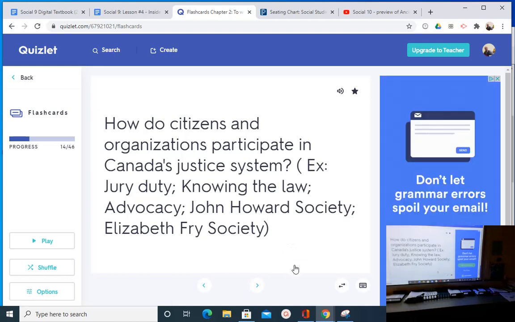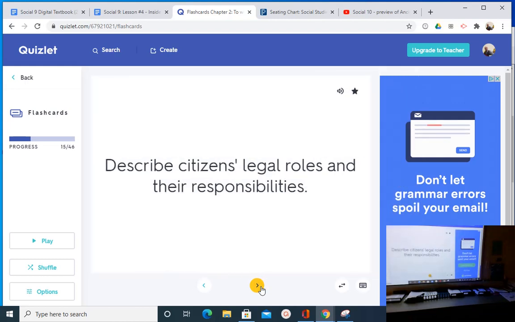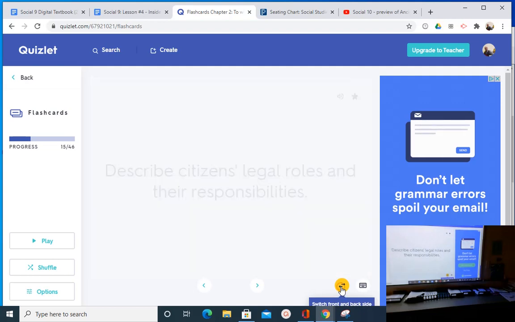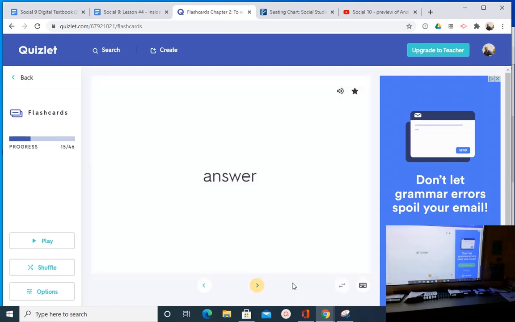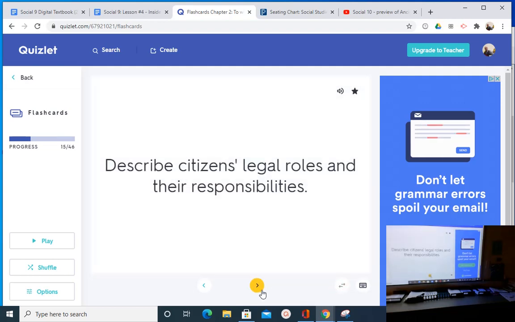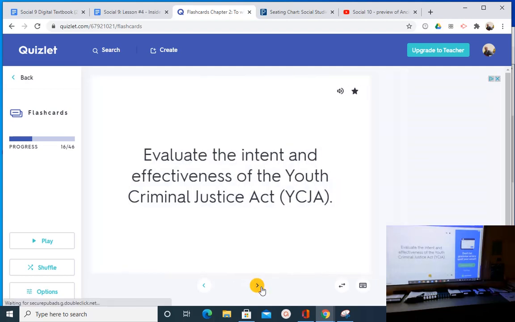How do citizens and organizations participate in Canada's justice system? Specifically, the John Howard Society, the Elizabeth Fry Society, and things like jury duty. Describe citizens' legal roles and their responsibilities. So these are just questions that they're trying to get you to see the big concepts of this chapter. Can you describe citizens' legal roles and their responsibilities?